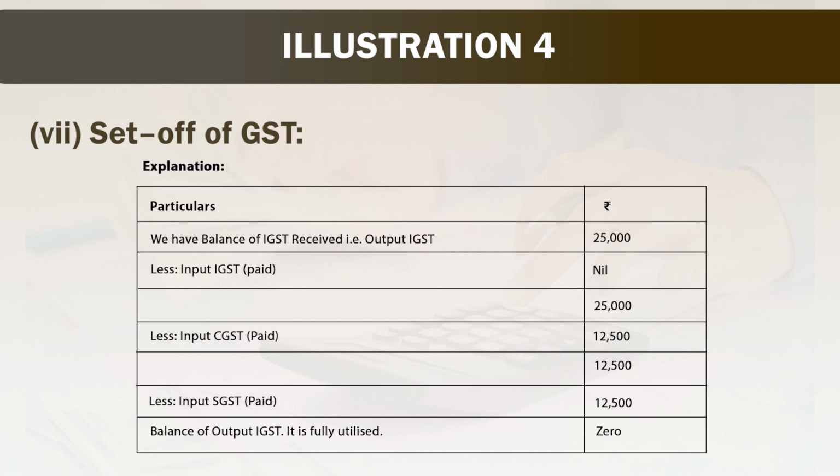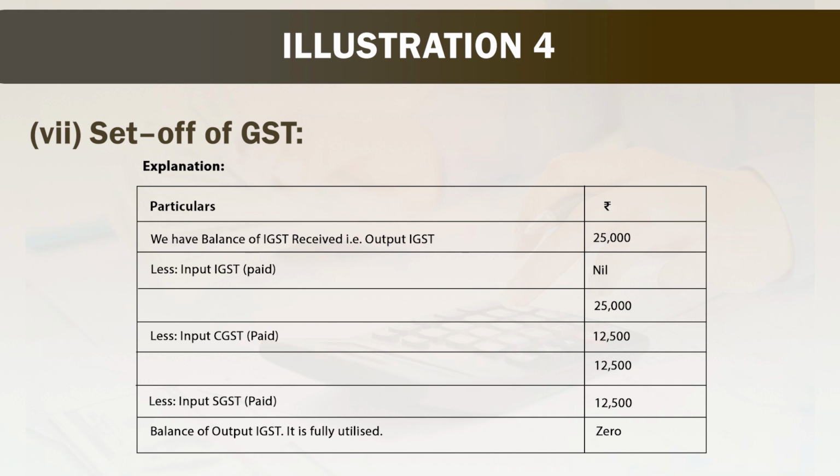Here we have output IGST. It means we have collected 25,000 from our customers, but that is from interstate sales, and here we do not have any input IGST, meaning interstate purchasing. So, the entire 25,000 balance we will have and it will be utilized according to the order. According to the order, first to be deducted is input IGST, but we do not have it, so we have not deducted it.